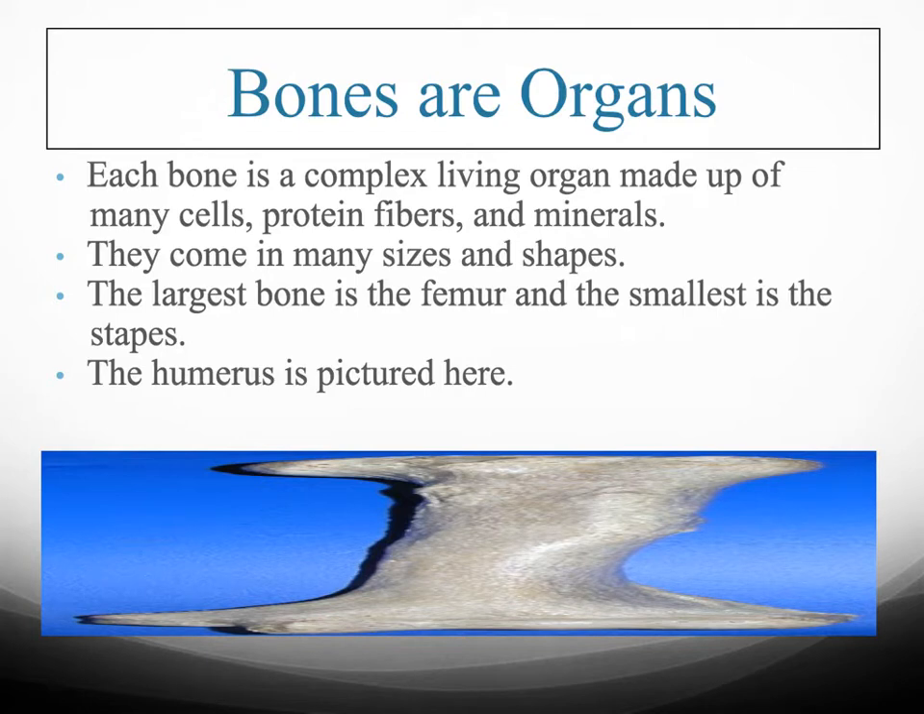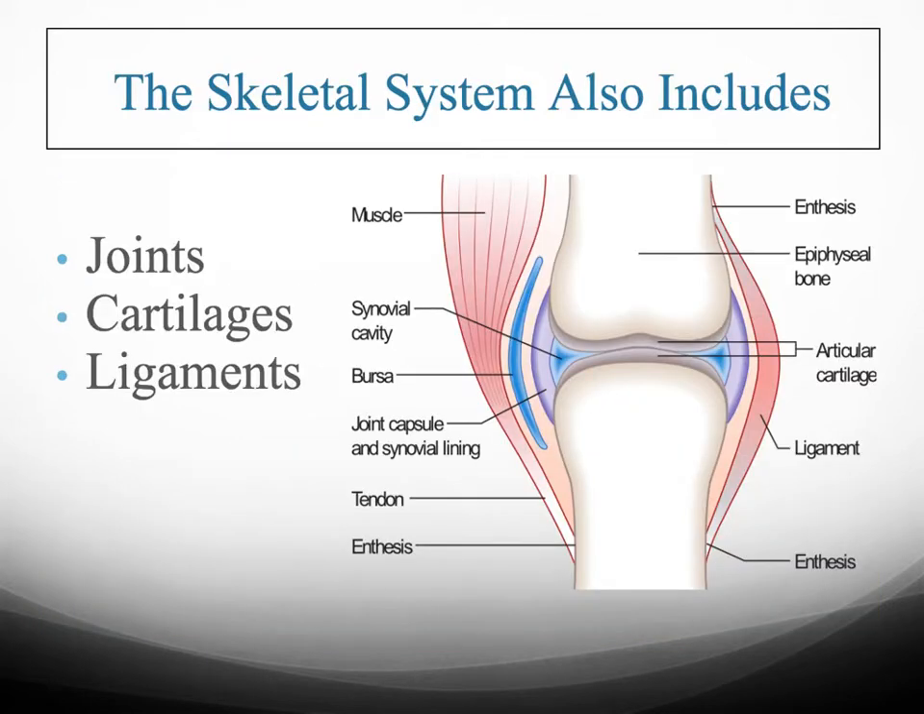Now, if at any point you need to pause to fill in the notes, feel free to do so, but I'm just going to keep going through the material. The skeletal system also includes joints and cartilages and ligaments. The articular cartilage covers the ends of the bones at articulations or joints. Ligaments attach bone to bone, and tendons attach muscles to bones.